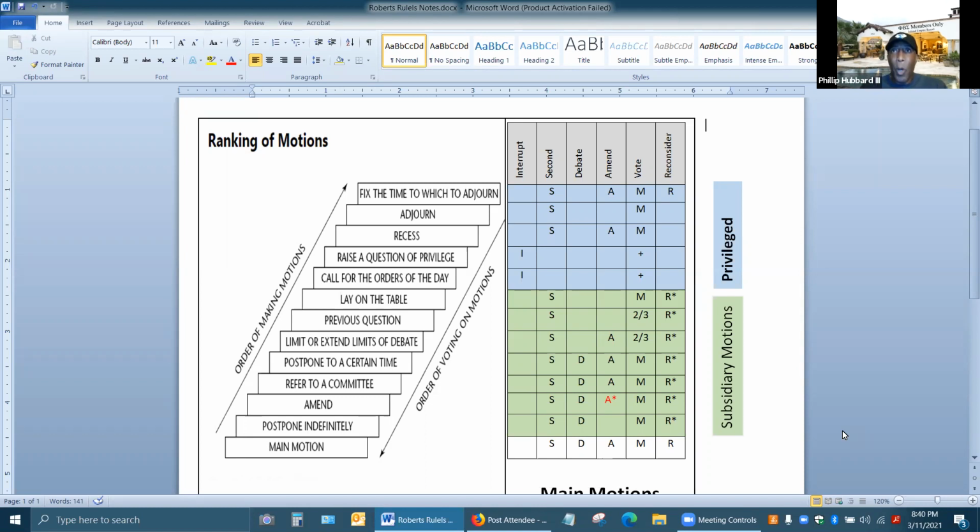Our next motion, which is a subsidiary motion, is called postpone indefinitely. What that means is that we have a motion on the floor and someone raises a motion to postpone this motion, and they don't give a time frame for when we're going to reintroduce that motion. What we have done is we've postponed this motion indefinitely.